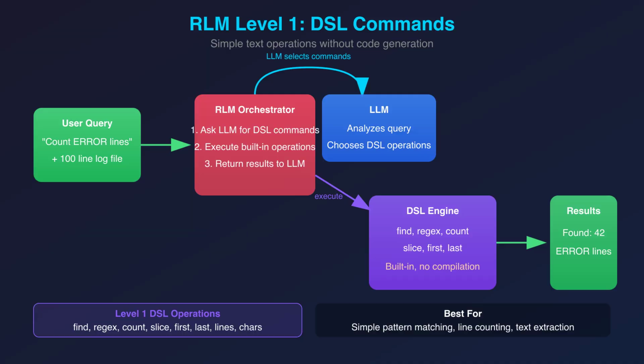RLM Level 1 uses built-in DSL commands for simple text operations. The language model selects operations like find, regex, or count. No code generation, just instant pattern matching and line counting.